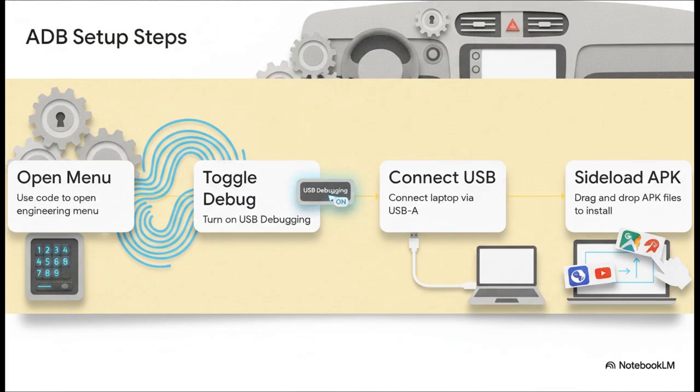What does this actually look like in practice? It's really just 4 straightforward steps. First, open that engineering menu using your car's specific code. Second, find the toggle for USB debugging and turn it on. That opens our tunnel. Third, grab a standard USB cable and plug your laptop directly into the car. And fourth, you sideload your APK files. You're basically just dragging and dropping the exact apps you want, Yandex Navigator, Google Maps, YouTube, you name it, right into the car's memory. It really is that simple once you get that ADB tunnel open.